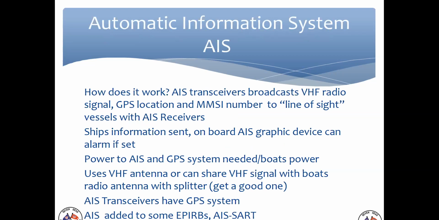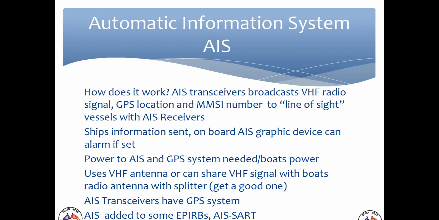So AIS, how does it work? It broadcasts a VHF radio signal with your GPS location and your MMSI number to line of sight vessels with AIS receivers. Ships' information is sent, and all of us see it on our onboard AIS graphic device, which can alarm if a boat gets near us. Again, you have to have power to the AIS and GPS systems.